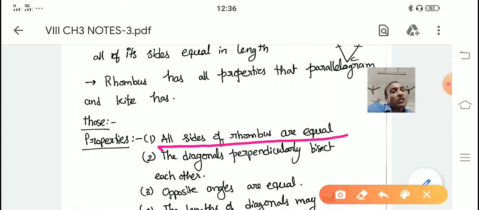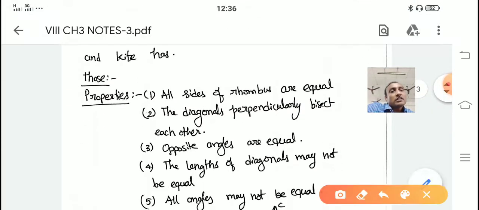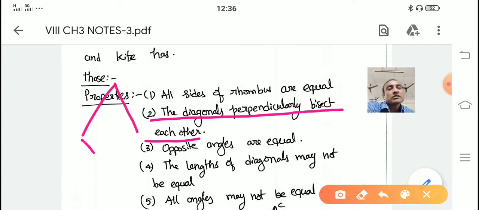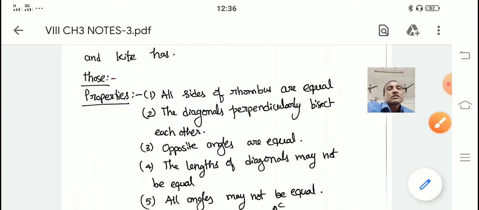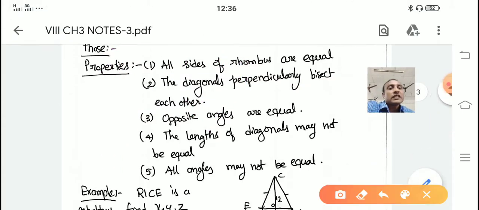All sides of the rhombus are equal, that is the definition. The diagonals perpendicularly bisect each other. That means, if you take a rhombus, the diagonals perpendicularly bisect each other. Like this it will come, these two lengths equal, this length equal, this length equal and 90 degrees. These are the diagonals of the rhombus.